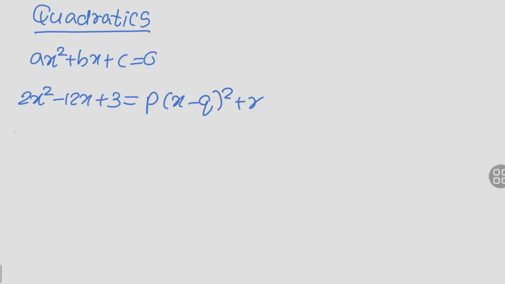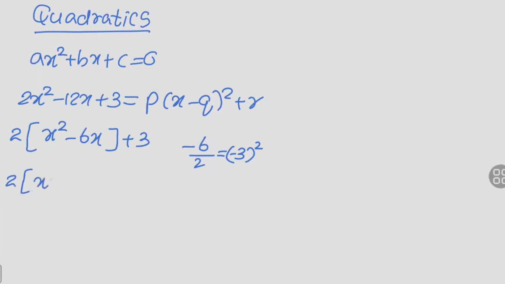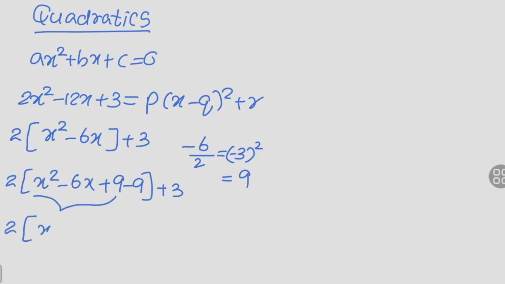First method: you can take the 2 out, giving x squared minus 6x, and outside you leave the 3. Then take the coefficient of x, minus 6, divide by 2 to get minus 3, square it, and add and subtract it. So x squared minus 6x plus minus 3 squared, 9, plus 9 minus 9, plus 3 outside. Then this part you can write in quadratic form: 2 into x minus 3 squared.